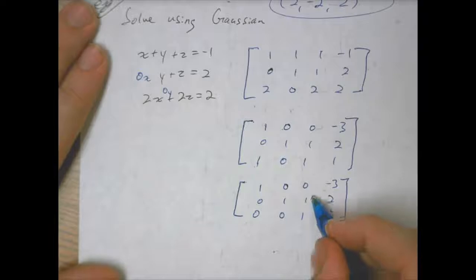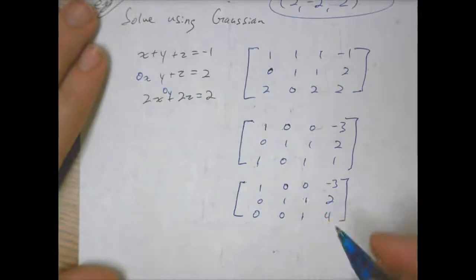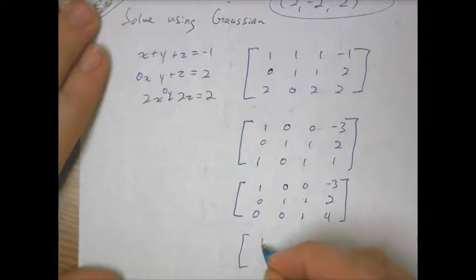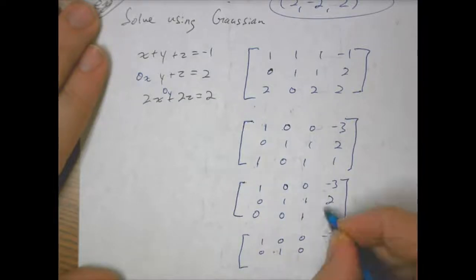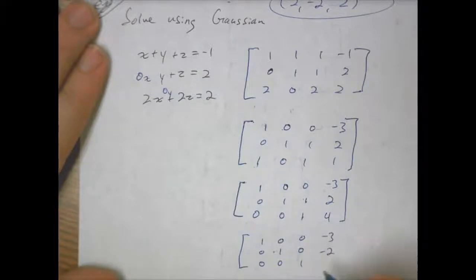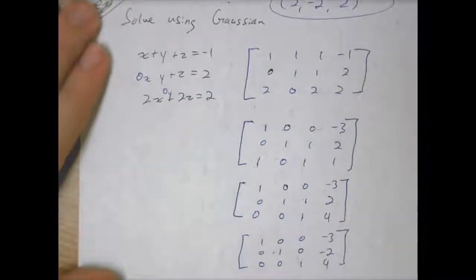Now I can get rid of this one by subtracting that. So I have 1, 0, 0, negative 3. All right, 0 minus 0 is 0. 1 minus 0 is 1. 1 minus 1 is 0. 2 minus 4 is negative 2. 0, 0, 1, 4. Okay.